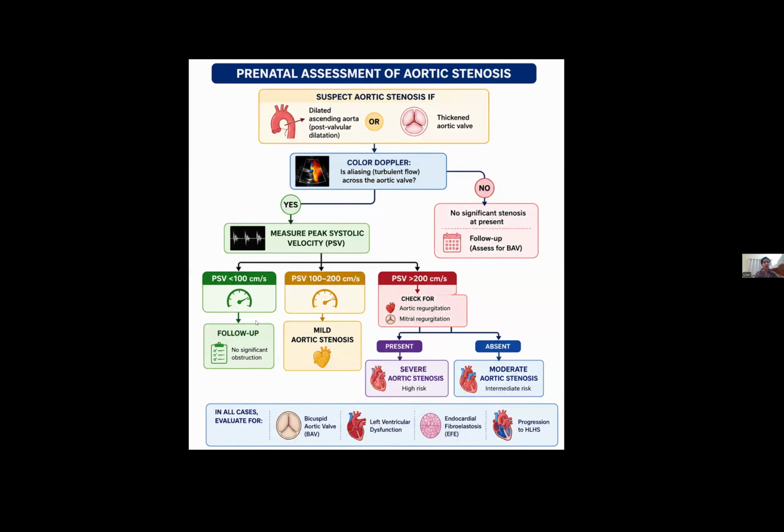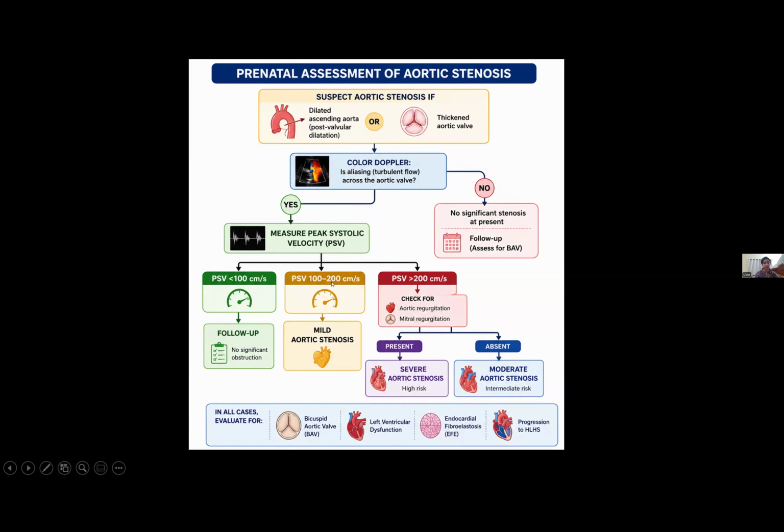This flowchart outlines the practical approach of how to prenatally assess fetal aortic stenosis. The suspicion arises when there is post-valvular dilatation of the ascending aorta or a thickened aortic valve. Color Doppler is then used to identify turbulent flow across the aortic valve. If no turbulence is present, there is no significant stenosis. If turbulence is detected, measure the peak systolic velocity.